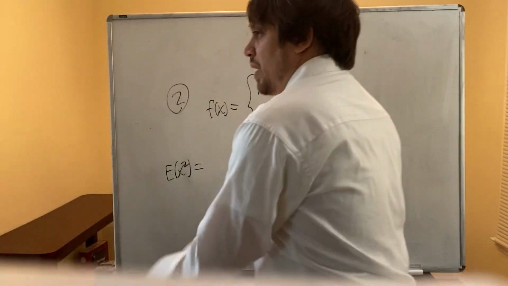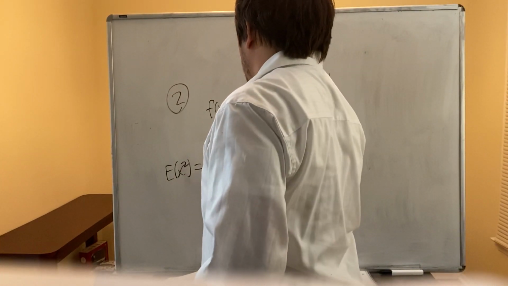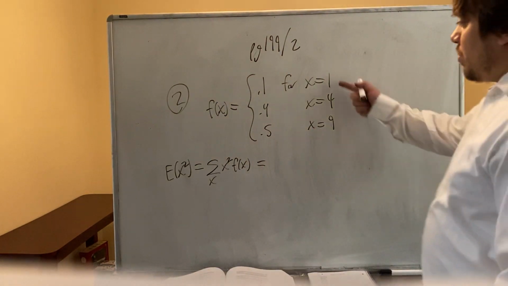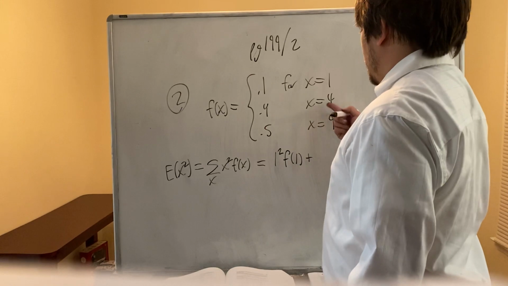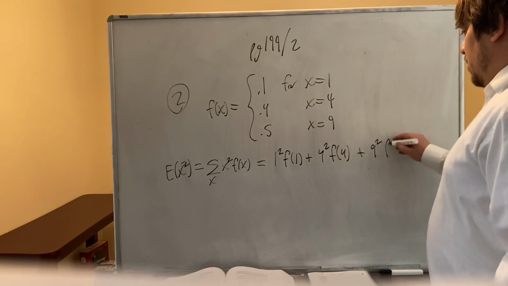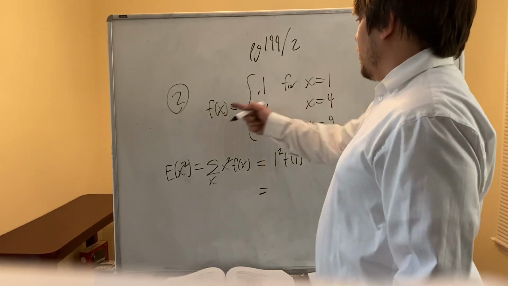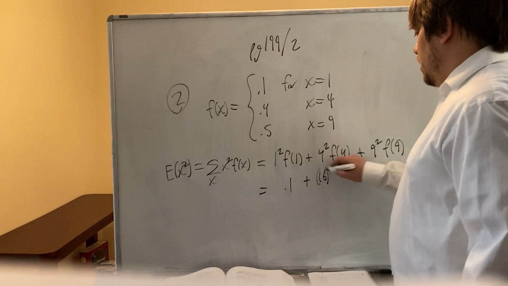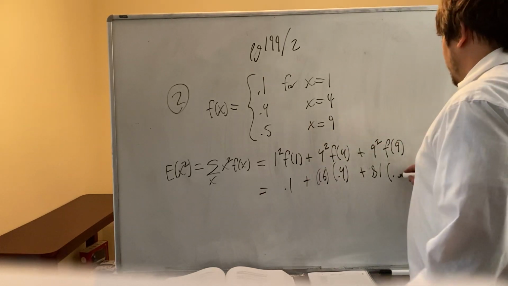Okay, so e of x squared is equal to the sum over all possible values of x squared times f of x. These are the 3 possible values of x. So when x is 1, you get 1 squared times f of 1, plus when x is 4, 4 squared times f of 4, plus when x is 9, 9 squared times f of 9. That's equal to 1 times f of 1, which is 0.1, plus 16 times f of 4, which is 0.4, plus 9 squared, which is 81, times f of 9, which is 0.5.